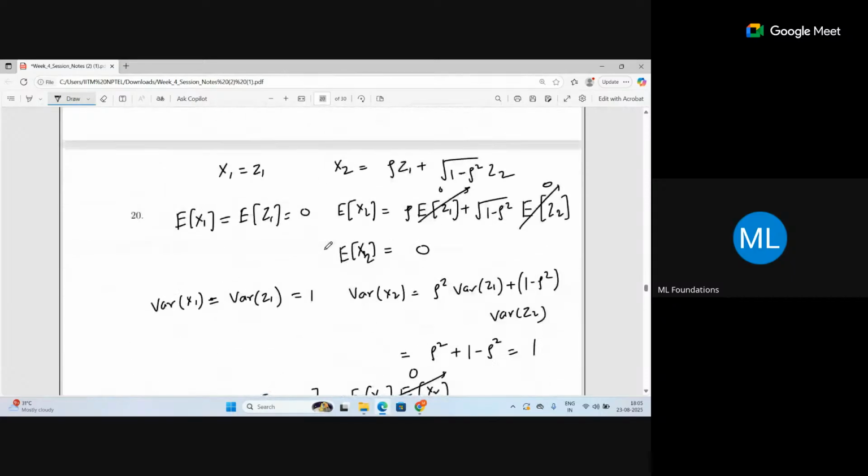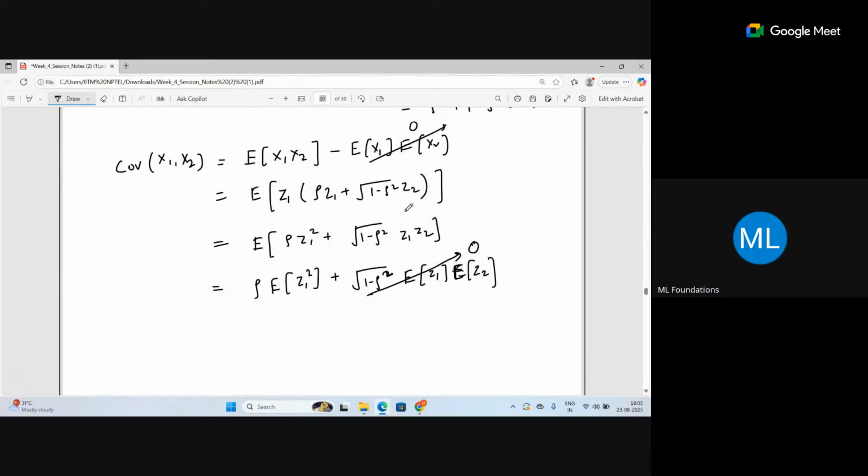So that is equal to 1, but we need to find it out. We know one thing from stats: the variance of, let's say, z1 is equal to the expectation of z1 square minus, so it should be, the expectation of z1 square minus the expectation of z1 whole square, right?